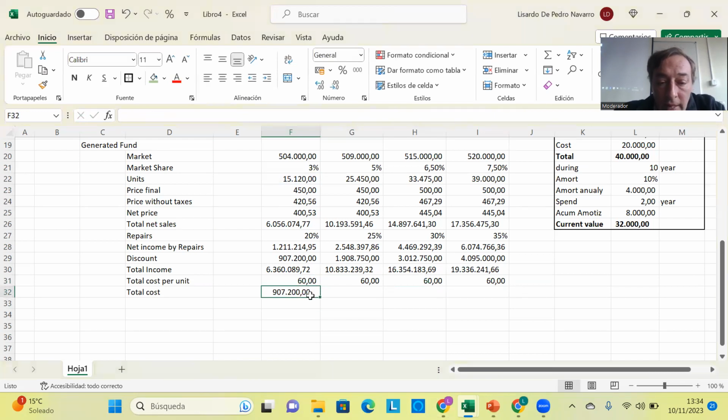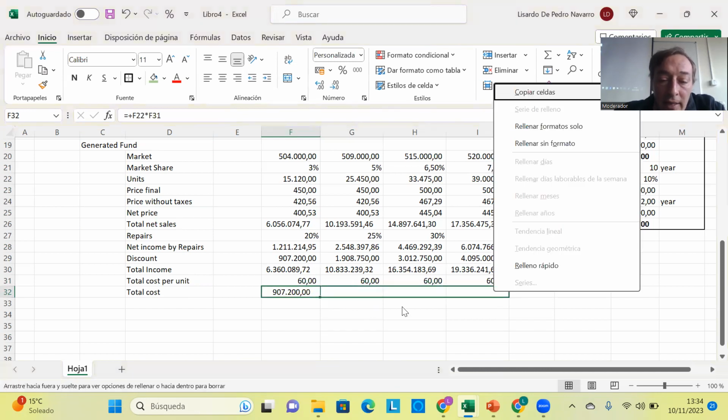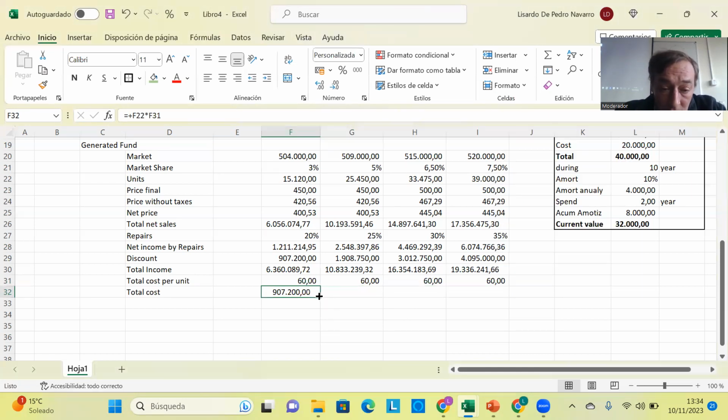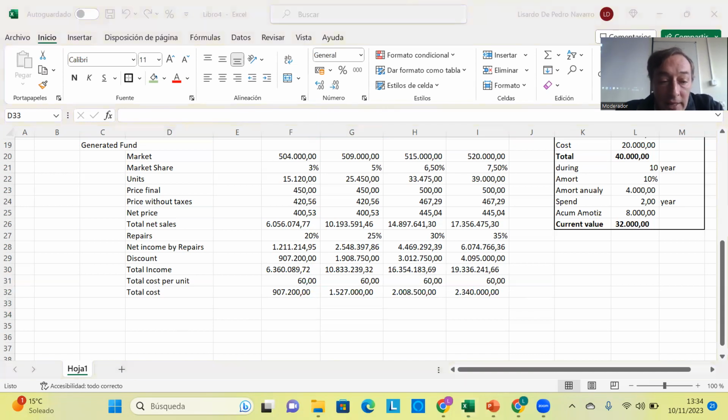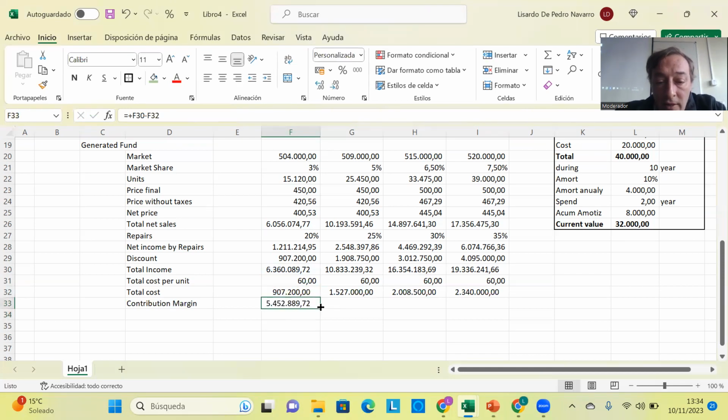This is going to be the cost for the company to have this maintained service for all the clients. So we are going to move on, and we have here the contribution margin, which is going to be the total income less the total variable cost of the operation.